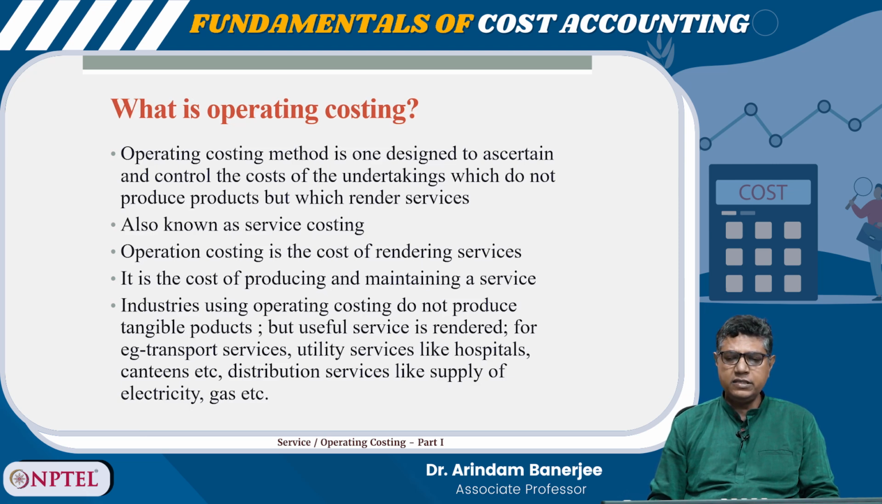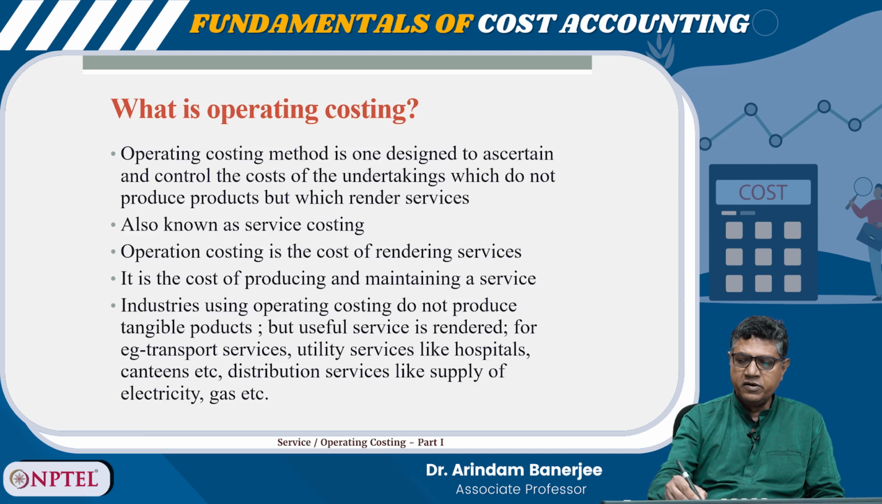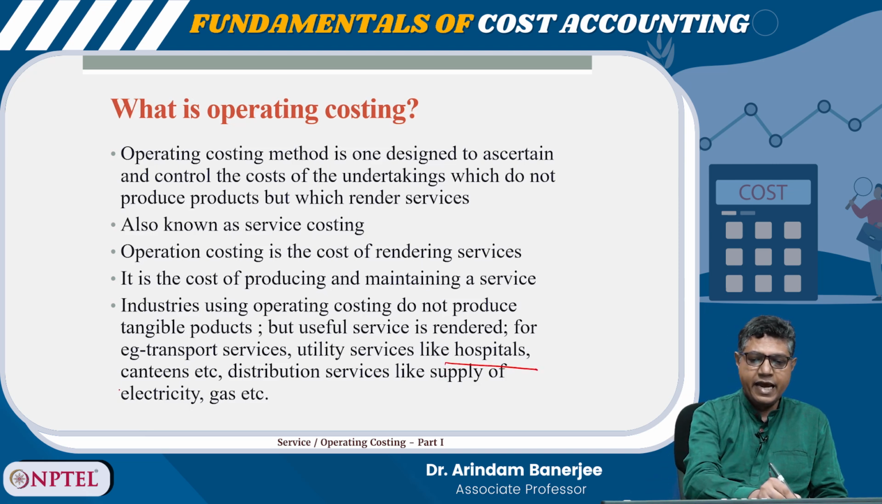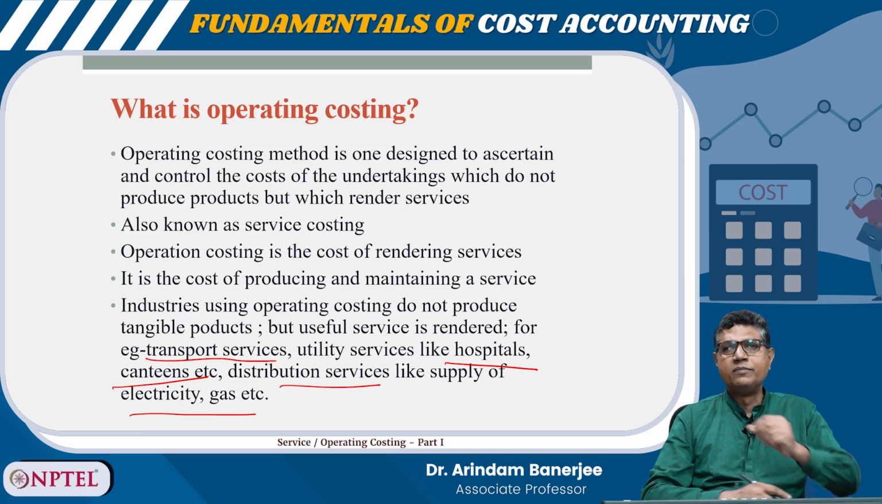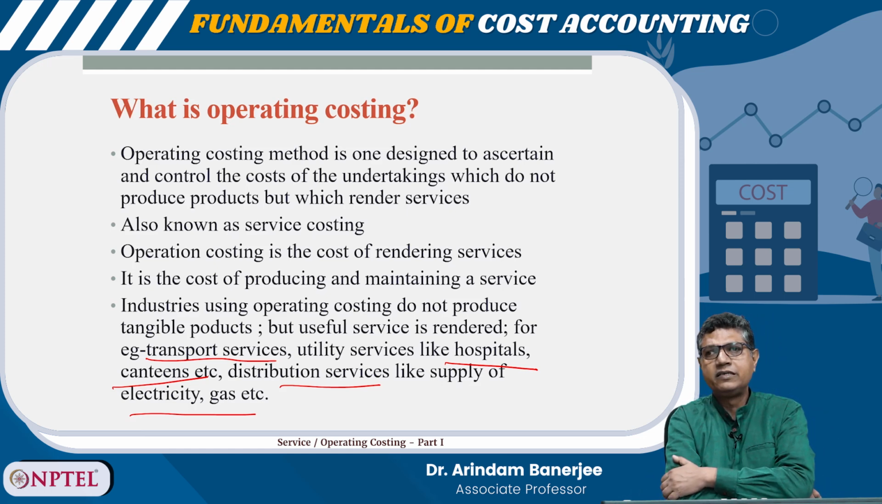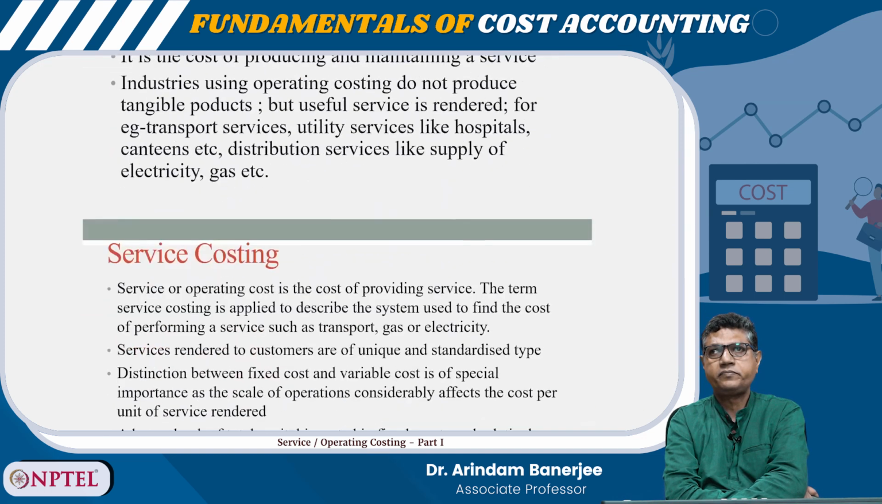So, what are the examples? The examples are like hospitals, canteens, transport services, distribution services like supply of electricity, gas, etc. Because of their nature of product, they need some special type of cost record maintenance, which is useful for decision making purposes.